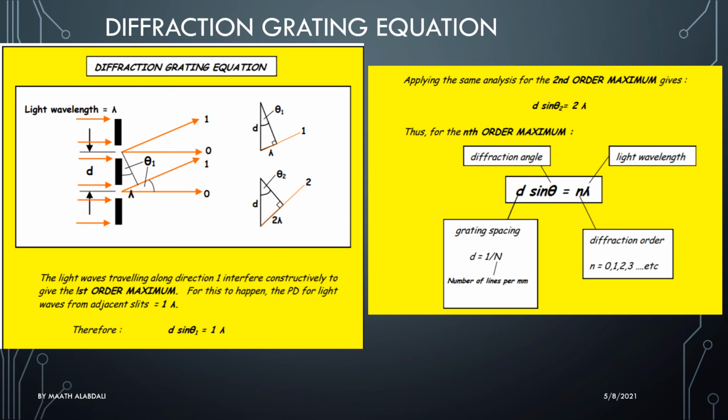So the equation of the diffraction grating is d sin theta equals n lambda, where theta is the angle here. The light waves traveling along direction 1 interfere constructively to give the first order maximum. For this to happen, the path difference for light waves from adjacent slits is 1 lambda.